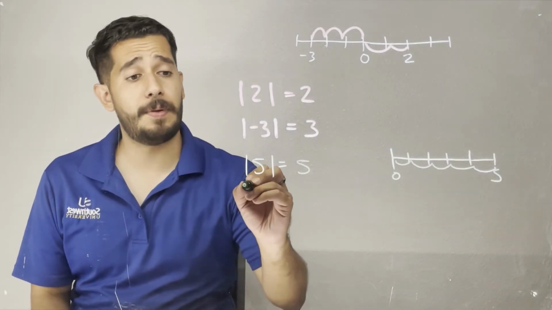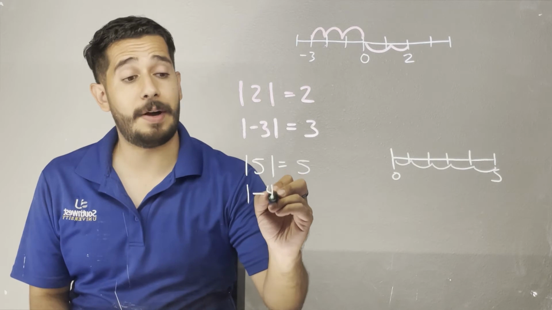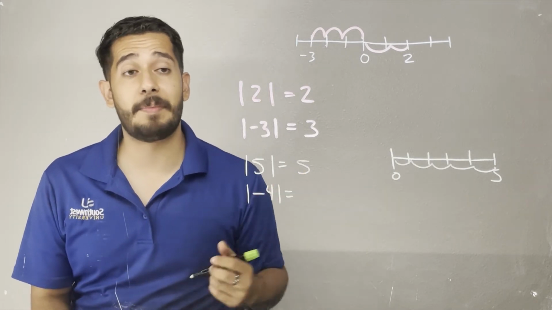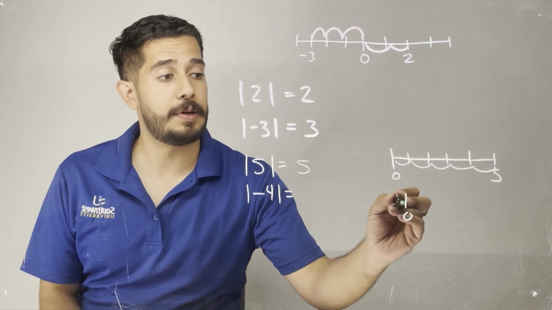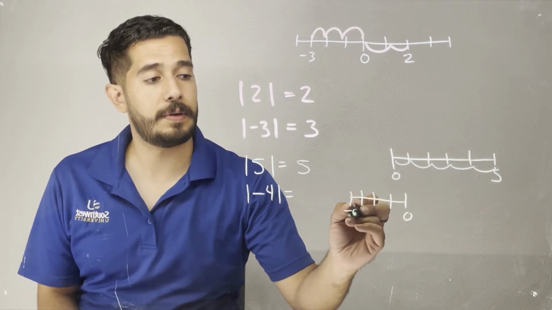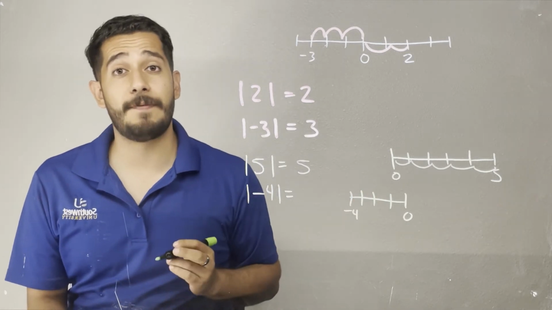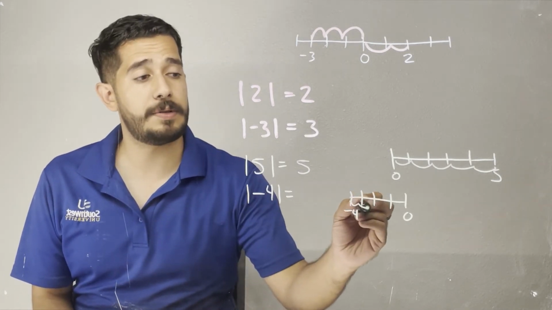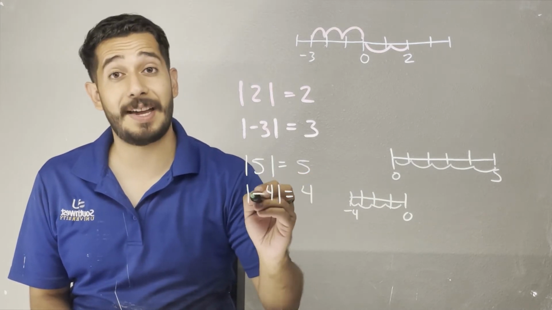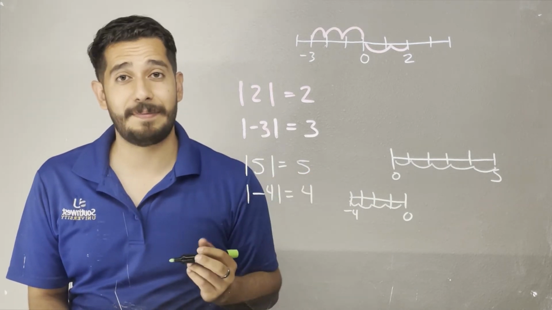Very similar example: if you have a negative number inside the bars, you're asking yourself how far is that number from zero. So if I start at 0, how far is -4 from zero? 1, 2, 3, 4 units, which is just the number inside the bars without a sign.